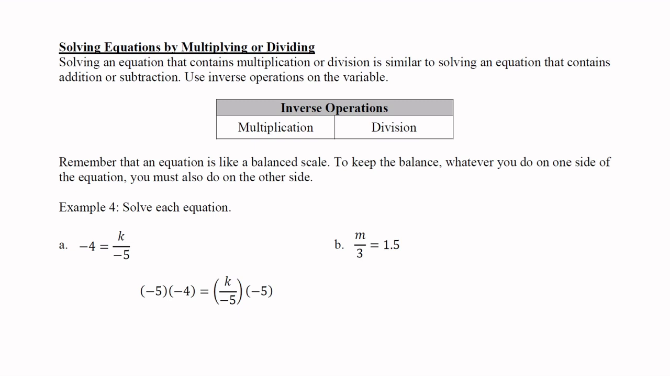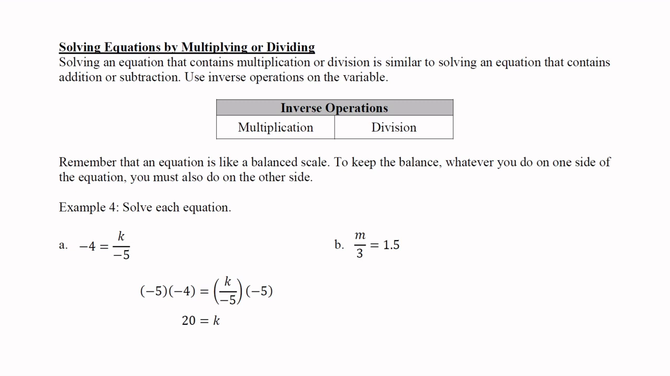And when we do, we get negative 5 times negative 4 on the left, which gives us 20. And then the negative 5 on the bottom and negative 5 on the top on the right-hand side cancel each other, leaving us with just k. So in this equation, k equals 20.